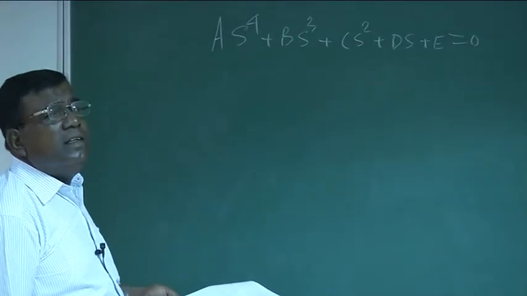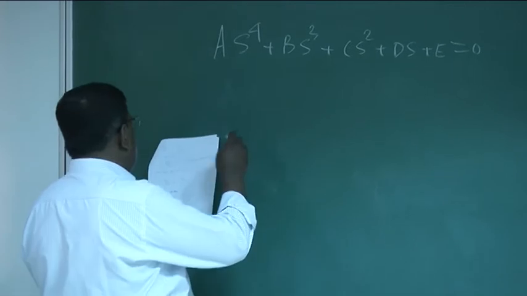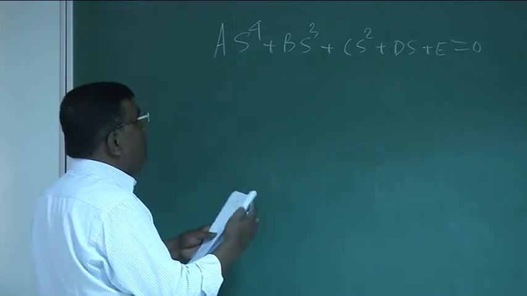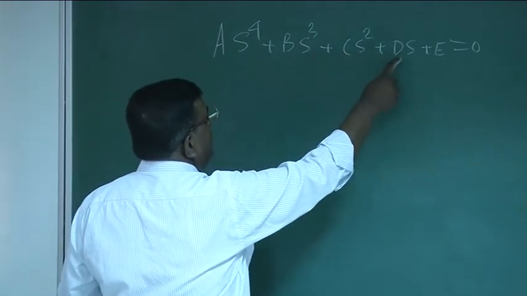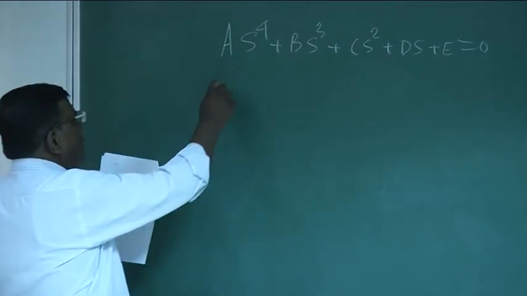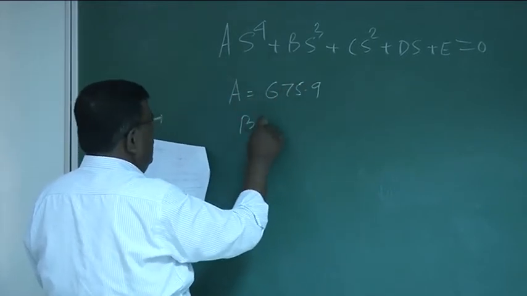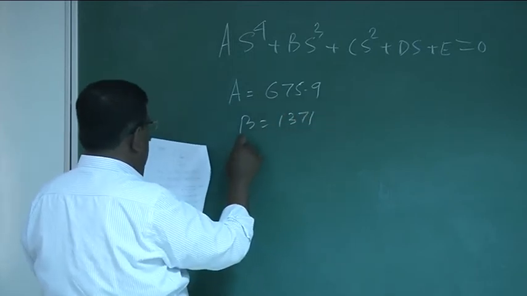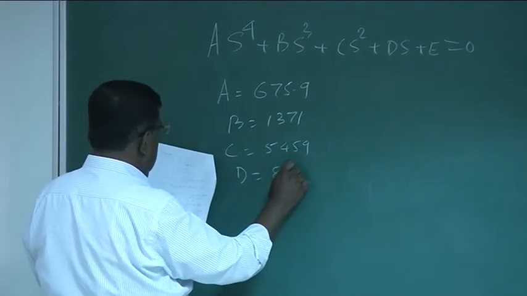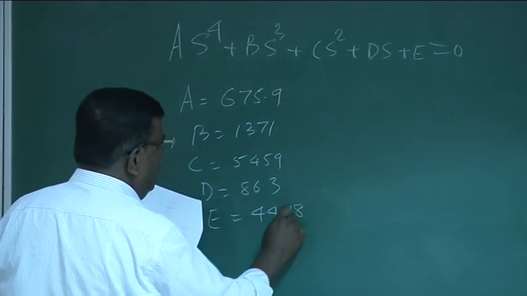Let's say for a business jet airplane, all those derivatives were computed, and after solving, we found the values of A, B, C, D, E, which are dependent upon the geometric and aerodynamic coefficients or derivatives. Let's say the value of A is 675.9, B is 1371, C is 5459, D is 86.3, and E is 44.78. And let's say these are all in FPS units.